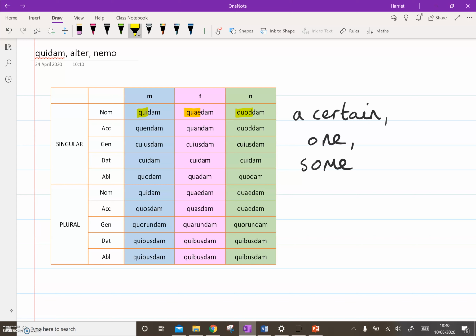We've talked previously about the pronoun idem, which means the same, and how the dem bit isn't the ending, it's the bit before the dem that's the ending, which obviously doesn't make any sense, but that's just how these pronouns work. And quidam is the same in that dam is not the ending. If you look at this table, if dam was the ending, that means that every word would have the ending dam. So the ending bit is actually the bit before the dam.